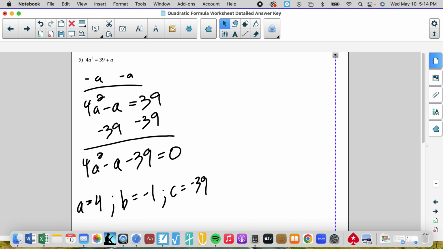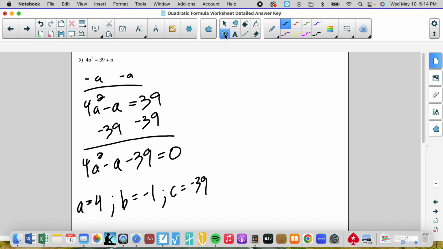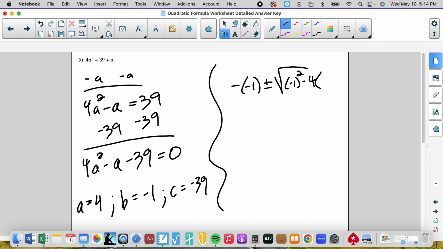Oh, gosh. I love it. All right. That's good. Now, let's do the quadratic formula. The opposite of my b value plus or minus the square root of my b value squared minus 4 times a times c, all over, that doesn't look like a c, 39, all over 2 times a, which is 4.